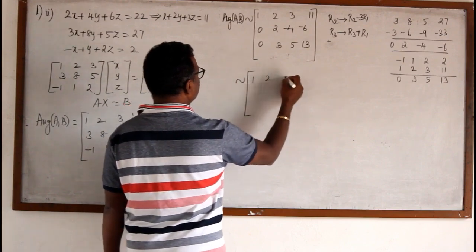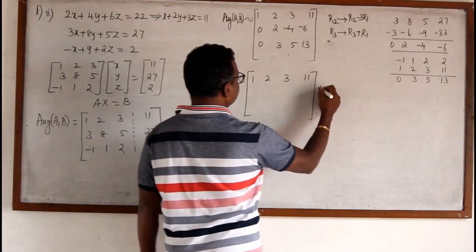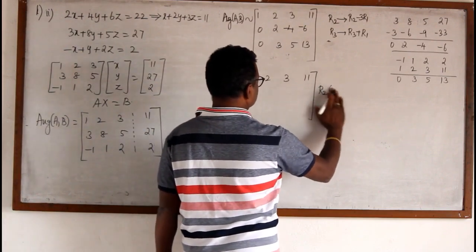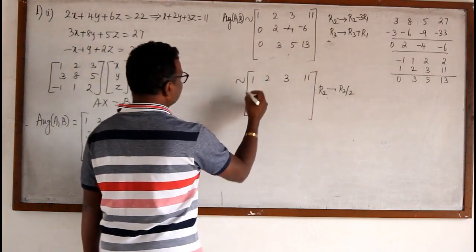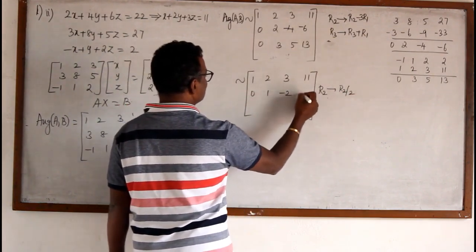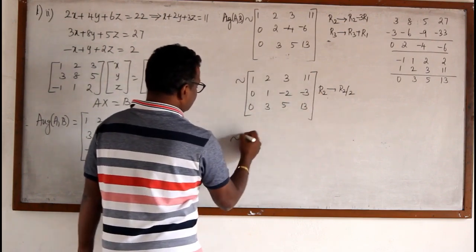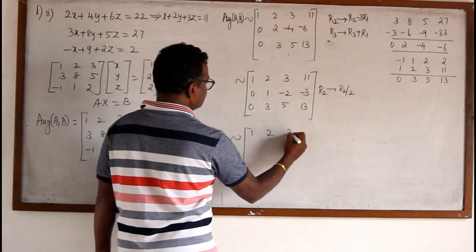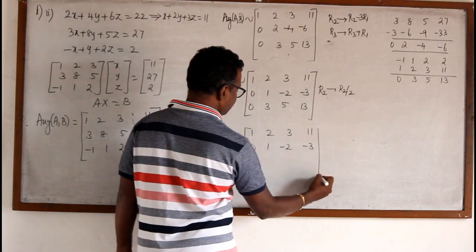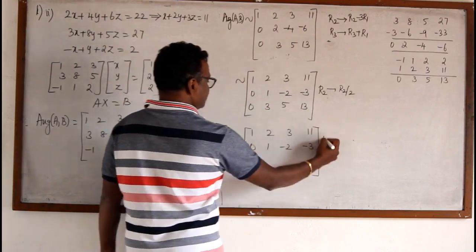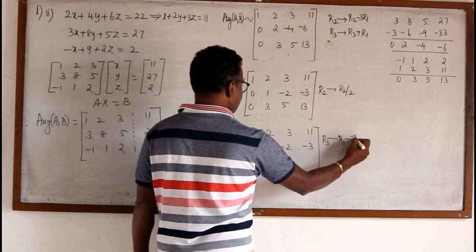But I can go for one more simplification. The second row I can completely divide by 2. R2 becomes R2 by 2. Since it is an equation I can do that, giving 0, 1, minus 2, minus 3. 0, 3, 5, 30. Now it is easy. 1, 2, 3, 11. 0, 1, minus 2, minus 3. This 3 must become 0, isn't it? So R3 can be written as R3 minus 3 R2.